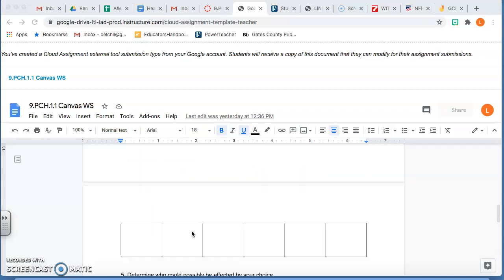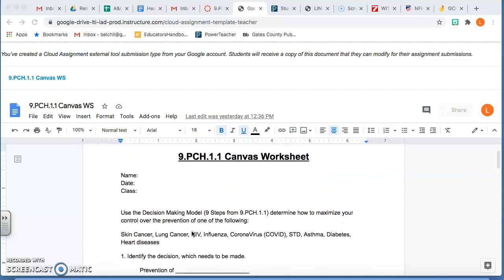So that is how you complete that. Like I said, I went through skin cancer. But like I said, you can pick lung cancer or any of the rest of them to complete your actual assignment.